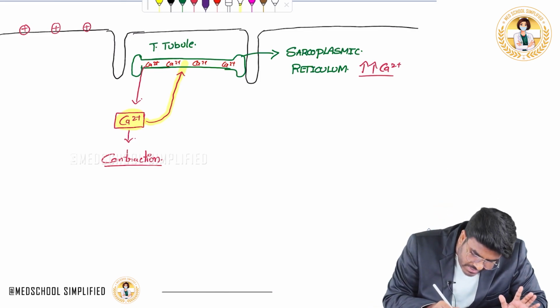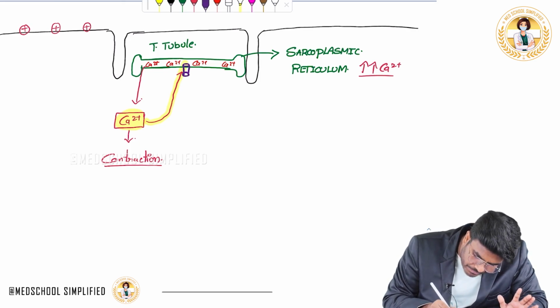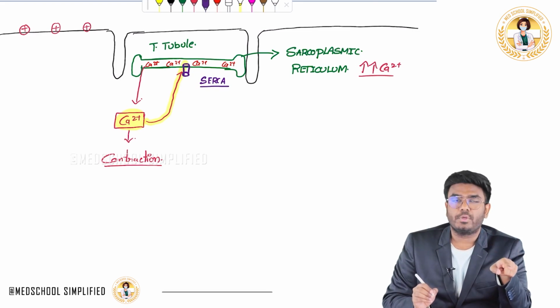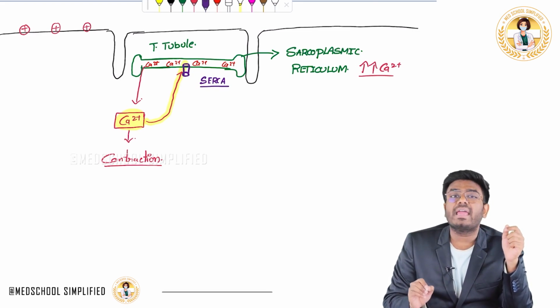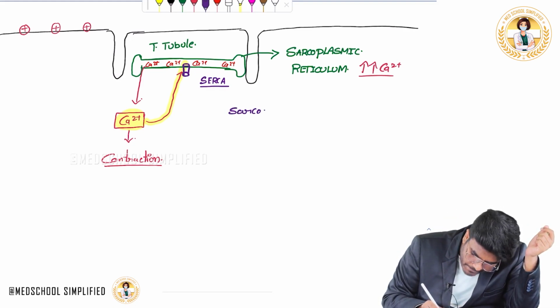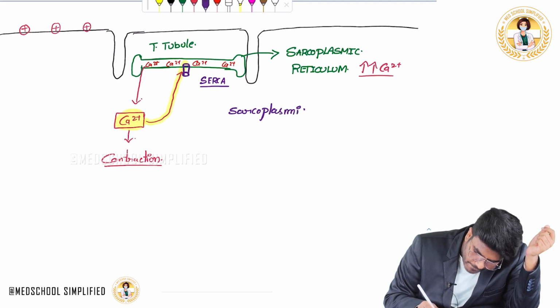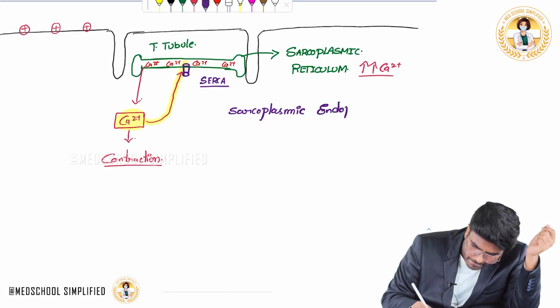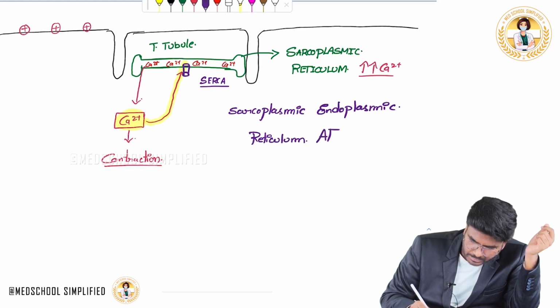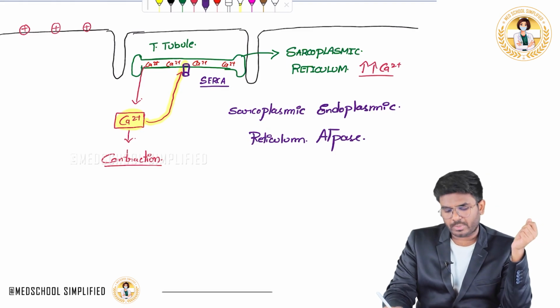So there is one pump present here. What is the name of this pump? The name of this pump is SERCA. So what is SERCA, sir? S stands for sarcoplasmic endoplasmic reticulum, Ca for calcium ATPase. So SERCA means sarcoplasmic endoplasmic reticulum calcium ATPase.